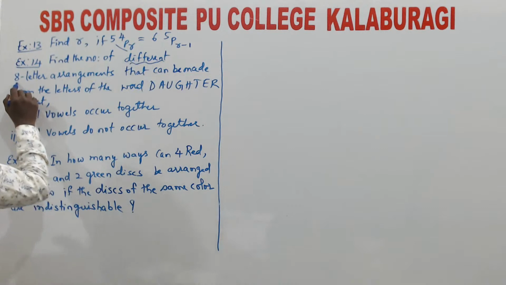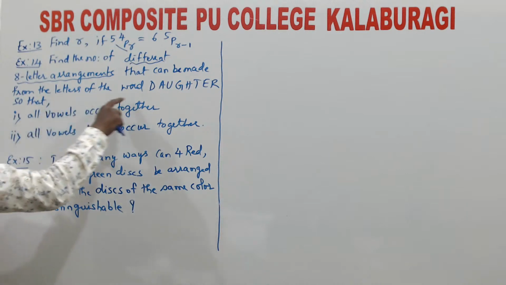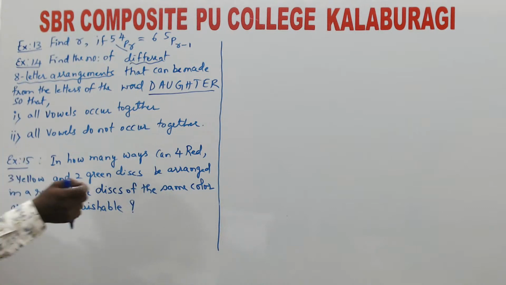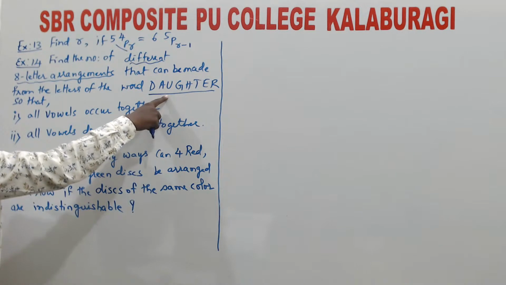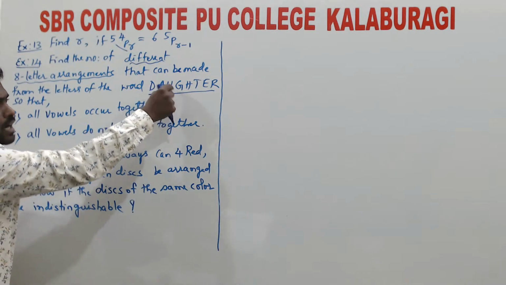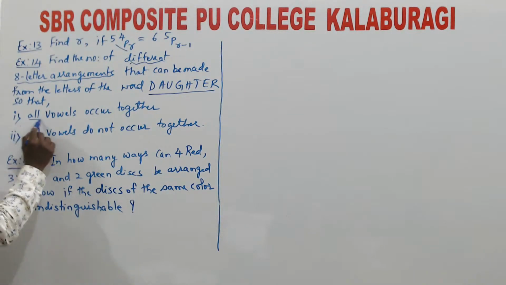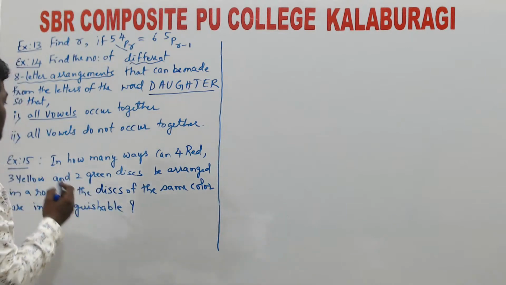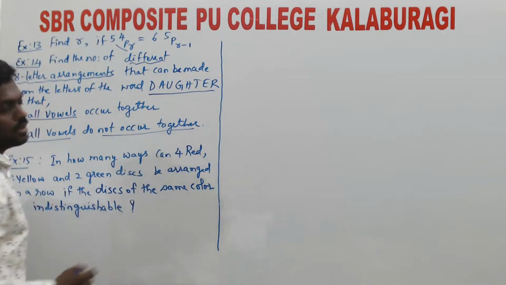Find the number of different 8-letter arrangements that can be made from the letters of the word. So you have to make 8-letter arrangements from which letters? The letters of the word daughter. So what is the first condition? All vowels occur together, means all the vowels come together, right? And the other condition is all vowels do not occur together.